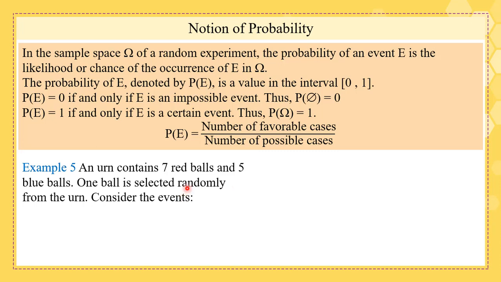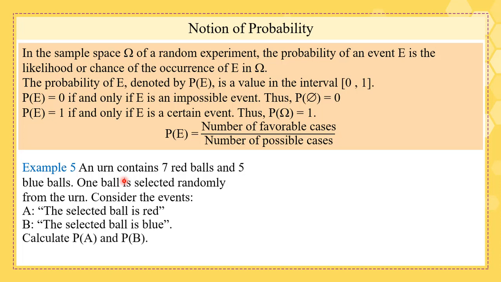An urn contains 7 red balls and 5 blue balls. We need to select one ball randomly from the urn. We have these events. We need to calculate P of A and P of B. This is the urn. It's a box, if you want to say, which is non-transparent. We cannot see what's inside this box.